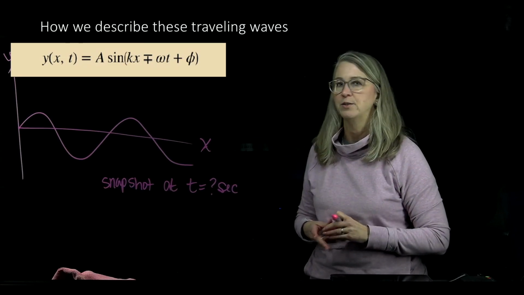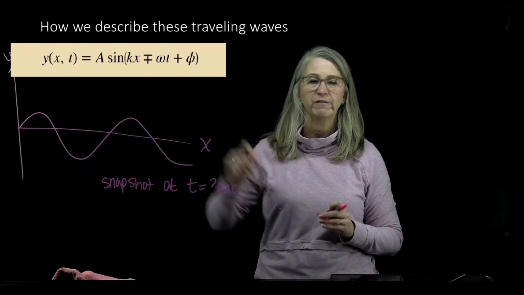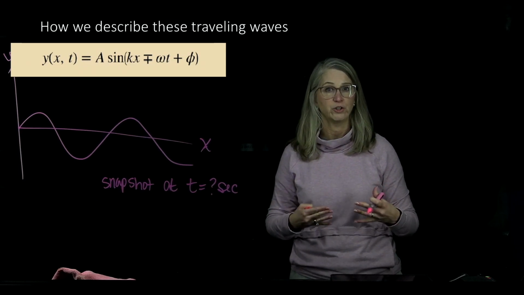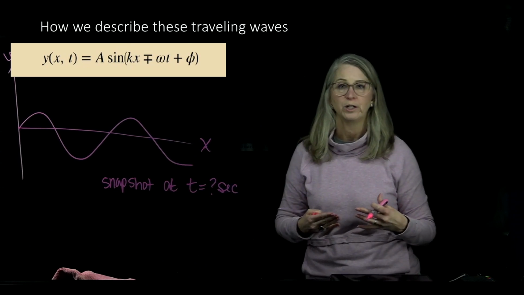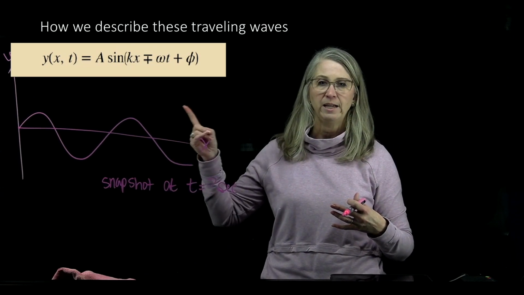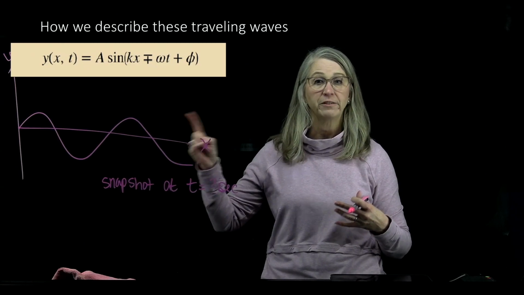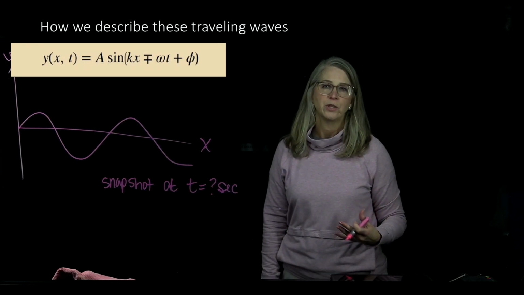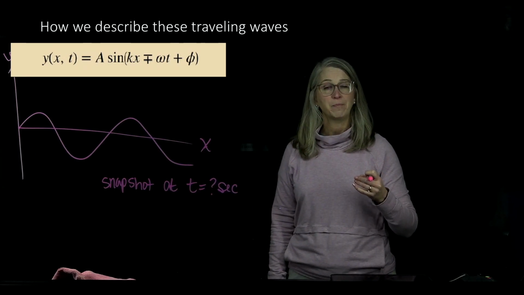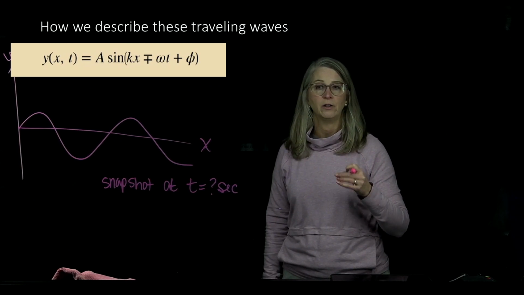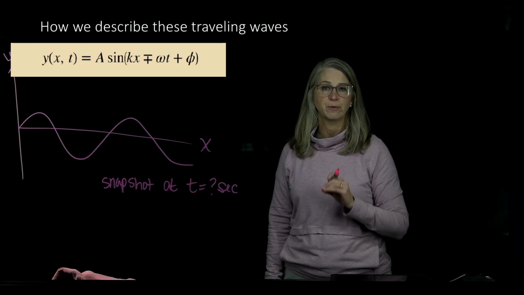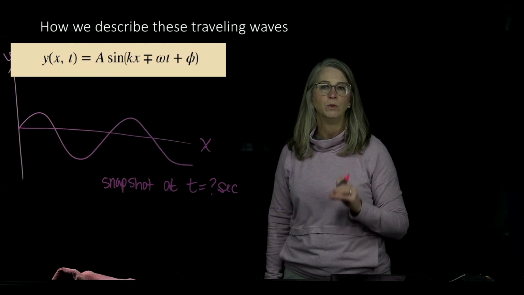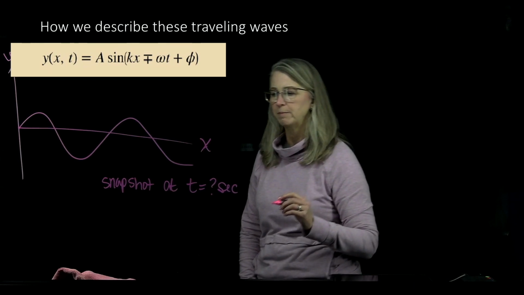Because then, in this expression, we would put a specific value in for T, and that just becomes a number that doesn't change. And then what we would want to graph is Y equals A times the sine of KX, plus these numbers. The other thing is that we might want to know, instead of thinking about what the wave looks like at a specific time, how the wave moves at a particular location.